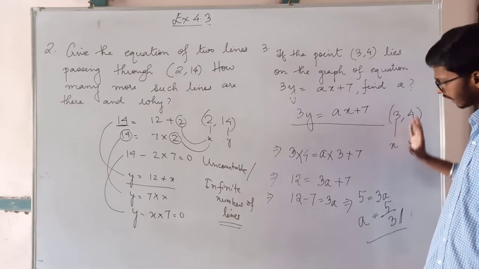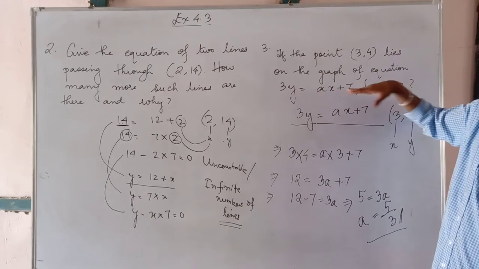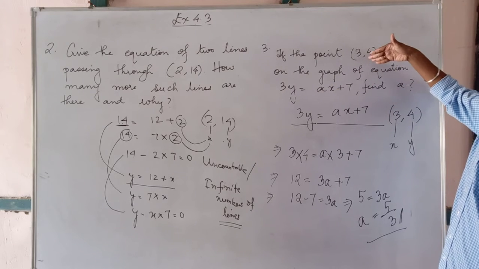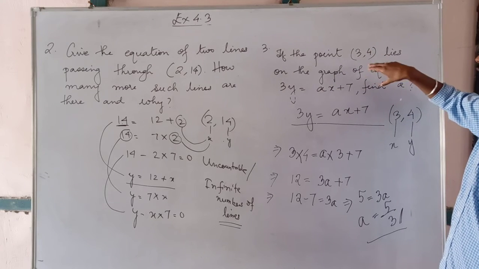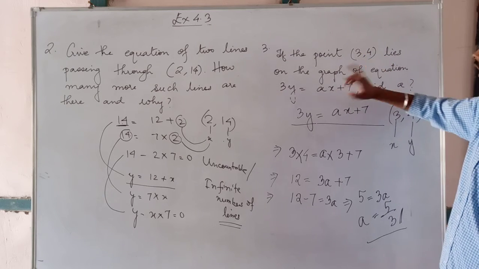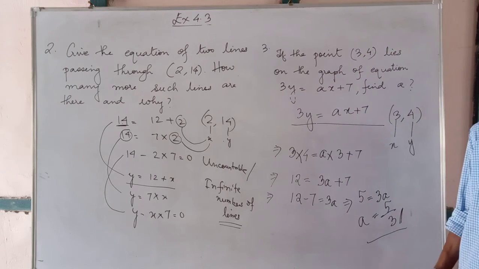So in such types of problems, when any line or any linear equation passes through any given coordinate, it means we have to substitute the value of x with the corresponding x1 and y with the corresponding y1.